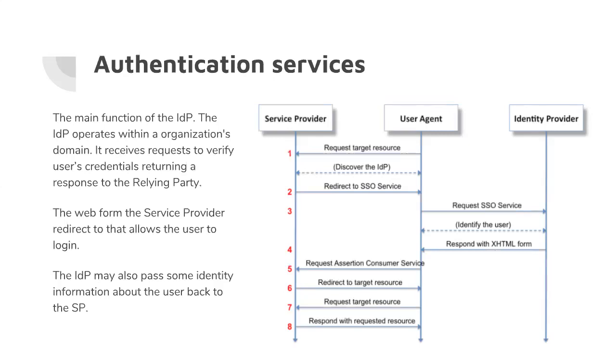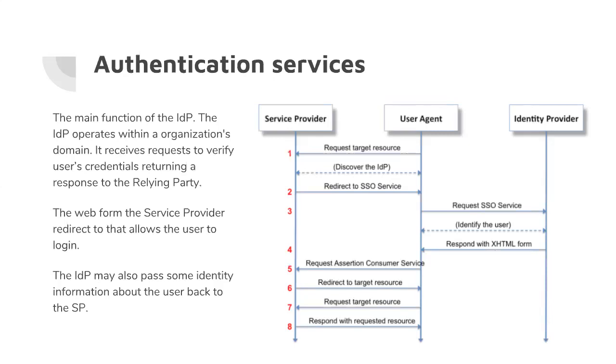The IDP may also pass some identity information about the user back to the service provider after the authentication has been completed. And on the right-hand side of the page, you can see some sort of interactions between service providers, user agents or people, and the identity providers. It just shows that the whole process is a bit complex.